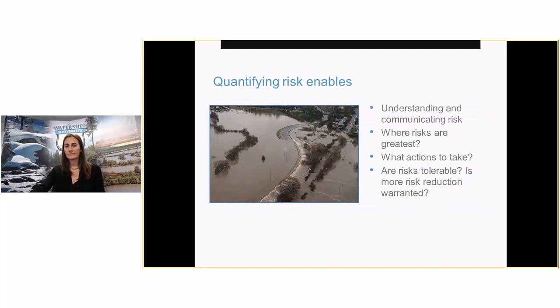The ability to quantify risk offers many advantages. Importantly, it helps us to both understand and to better communicate risk. It tells us, as you'll see later in this presentation, where risks are the greatest, and it can be informative on what actions we should take to reduce risks. But very importantly in this discussion, we also have to decide what risks are tolerable. Is more risk reduction warranted?